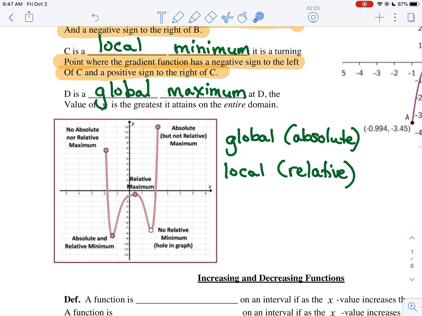All right, so here it says it's not an absolute or a relative maximum. So it's not relative or local because there's not a hill or a valley is what I like to think of. And it's not absolute because here's one that's higher. This one is an absolute and a relative minimum, or a global and local minimum. This one's a relative or local maximum because it's a hill. Do you notice that's an open circle? Open circles mean it's not a value on the graph, so it's a hole. And then this would be the absolute maximum, but it's not relative because it's not a hill or a valley.